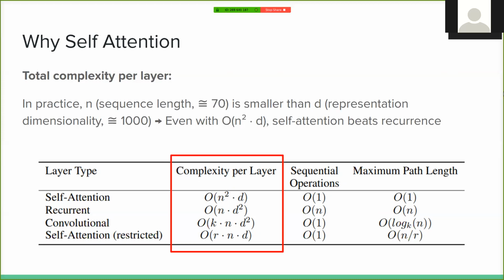So in practice, however, n, the sequence length, is pretty much smaller than d. It happens to be that most sentences are at around a sequence length of 60, 70. And in modern techniques, the representation dimensionality that is being used is roughly around 1,000. So even with a big O of n squared d, self-attention beats recurrence.